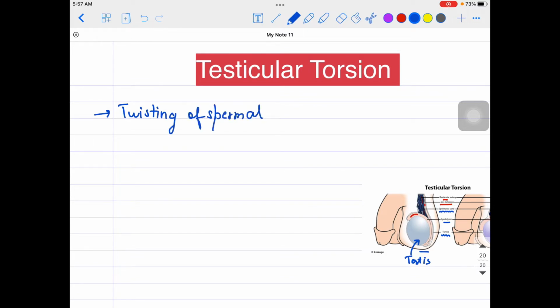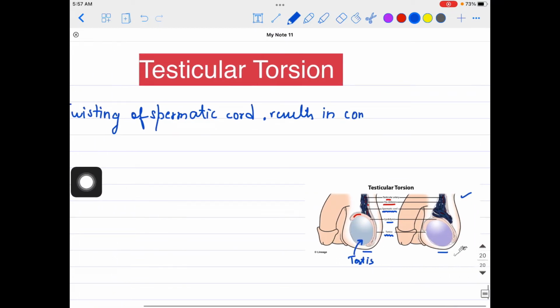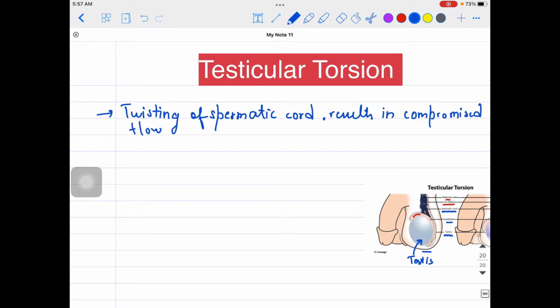Now as the twisting of the spermatic cord happens, it results in compromised blood flow to the testis, obviously. We saw that there was a testicular artery also, so the blood flow to the testis will be compromised, and due to that ischemia will be seen, ischemia persists. So that is a simple definition of testicular torsion.